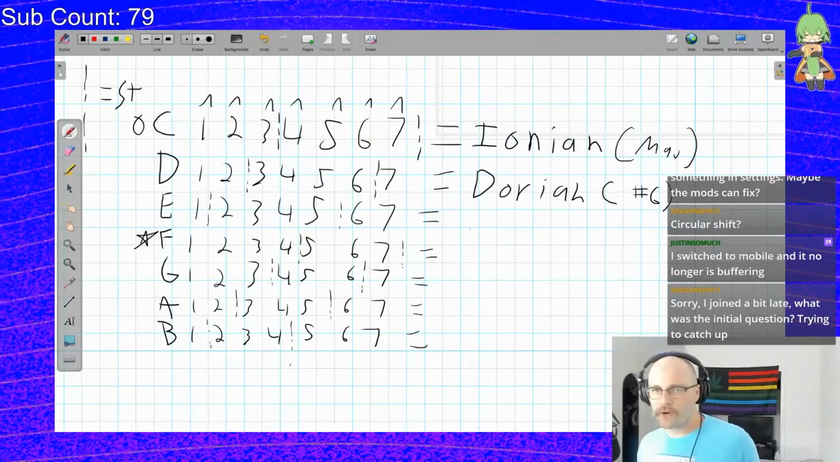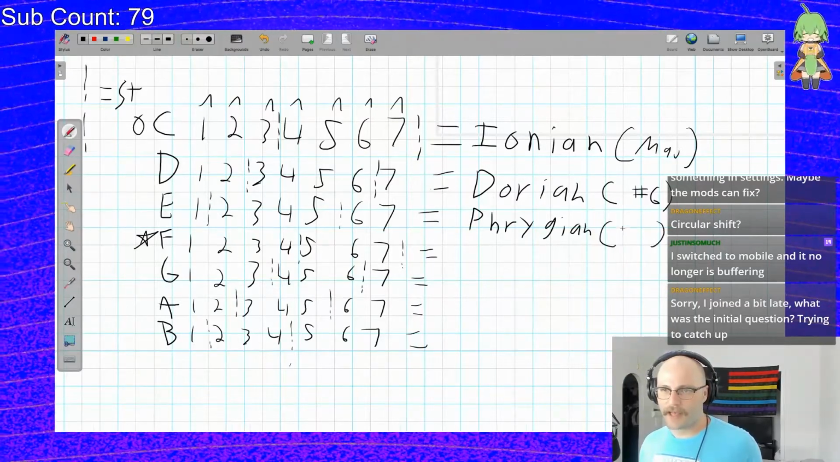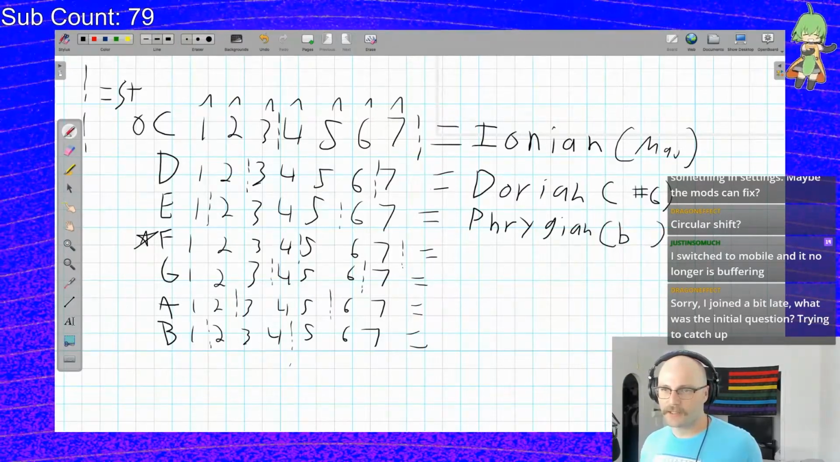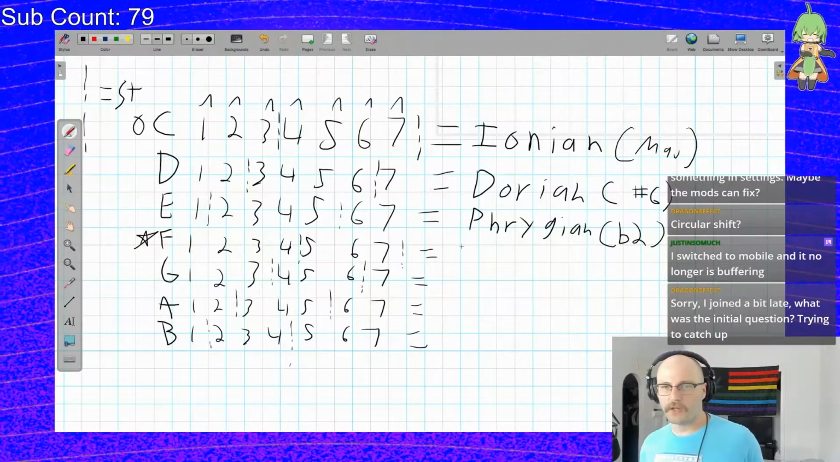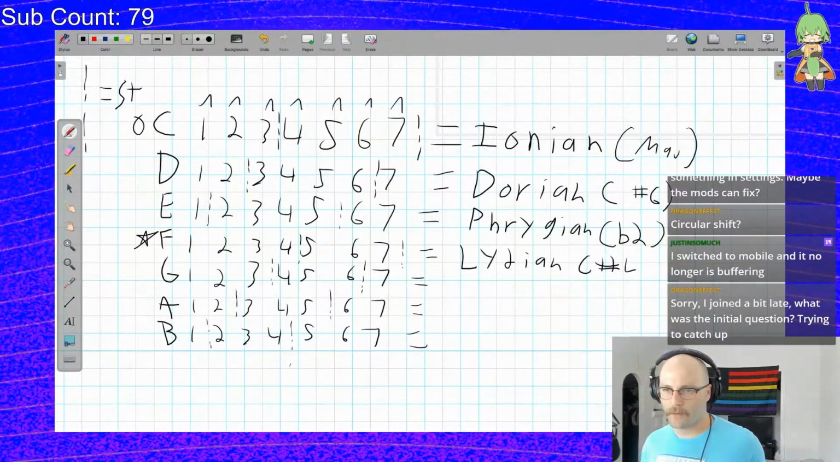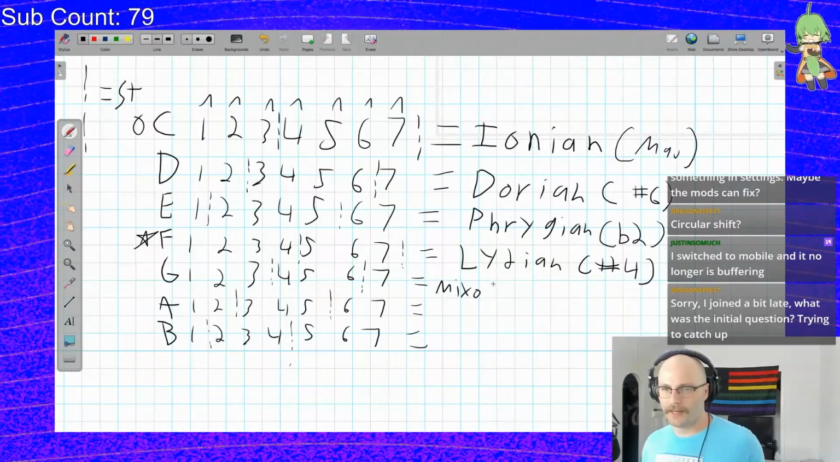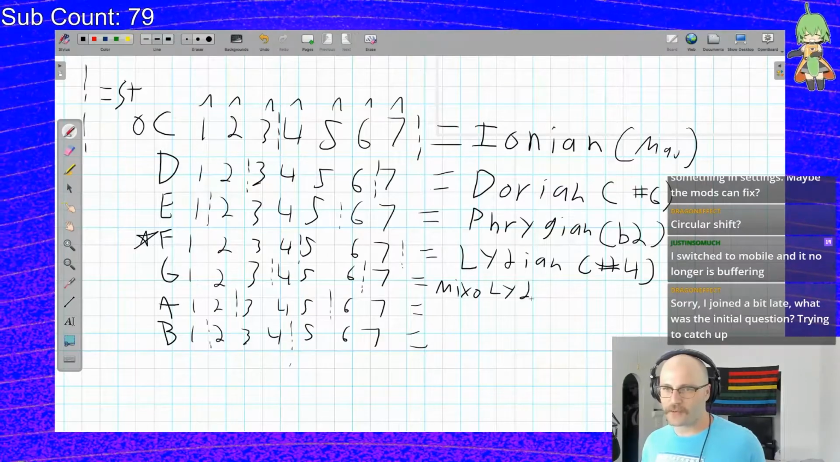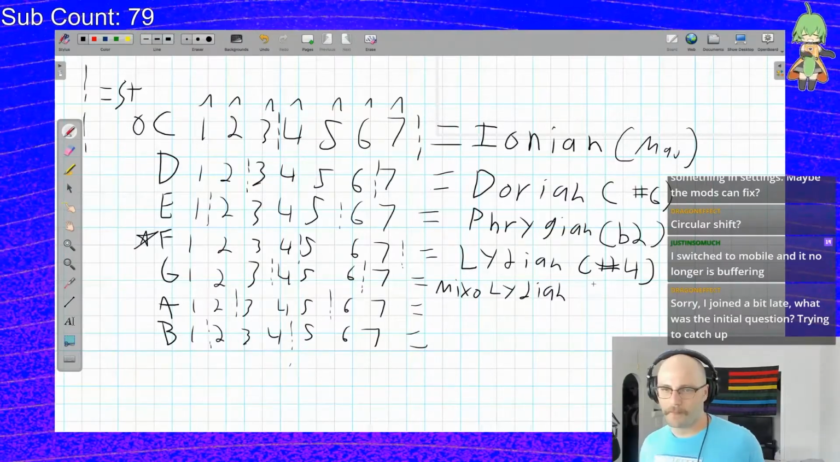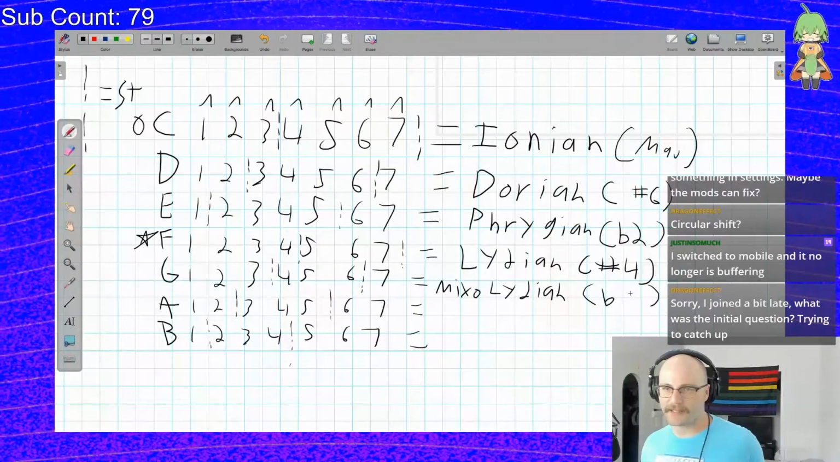E is what we would call Phrygian. This has a flat 2. This is called Lydian. It has a sharp 4. This is Mixolydian. It's a very confusing pair there, but the Mixolydian has a flat 6.